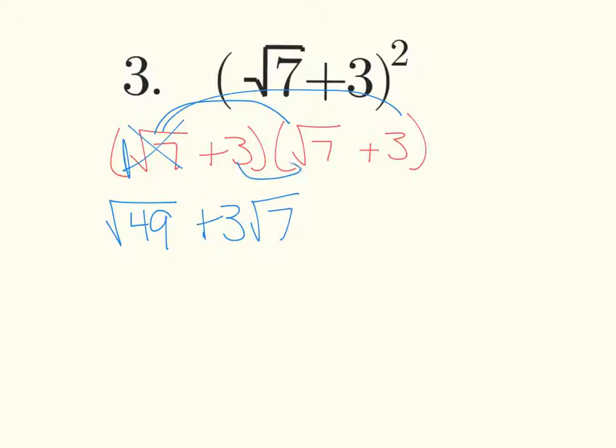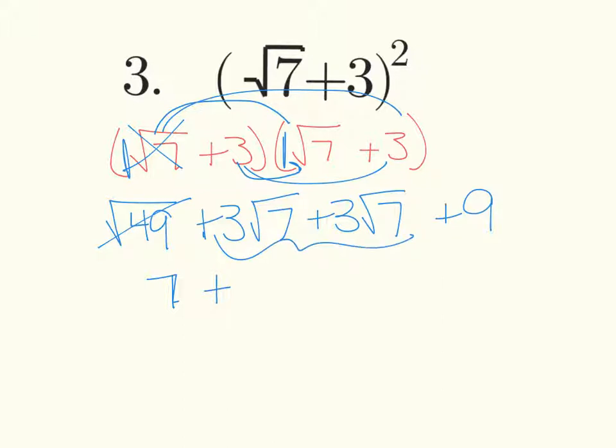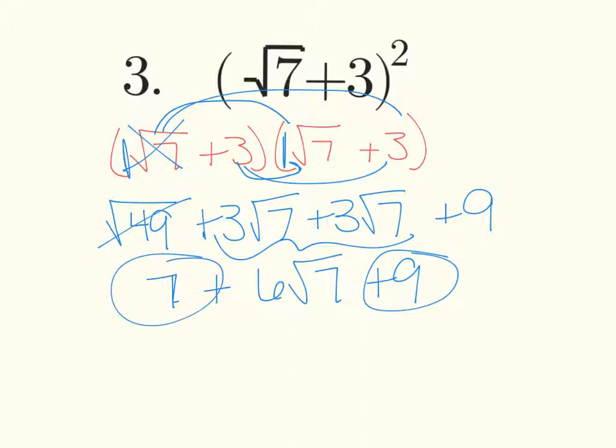Now I'll take 3 times square root of 7, which is 3 square root of 7, and then 3 times 3, which is 9. Square root of 49 is 7. Okay, so I'm going to bring that down, and then these are the same. So that's 6 square root of 7 plus 9. Now these can still be added, so 7 plus 9 is 16 plus 6 square root of 7.